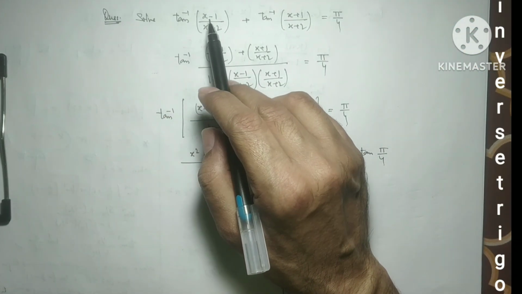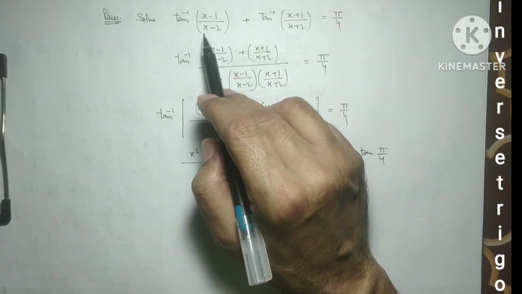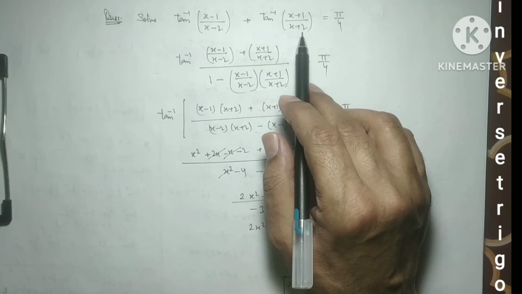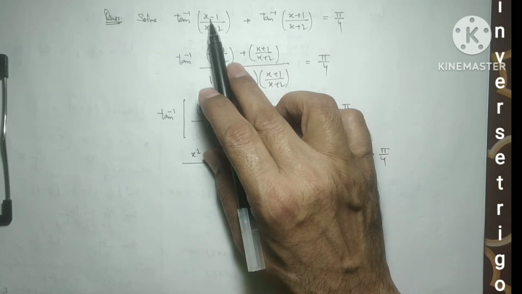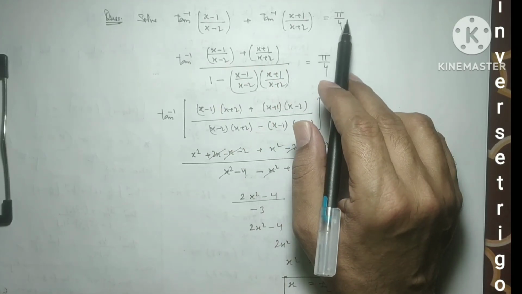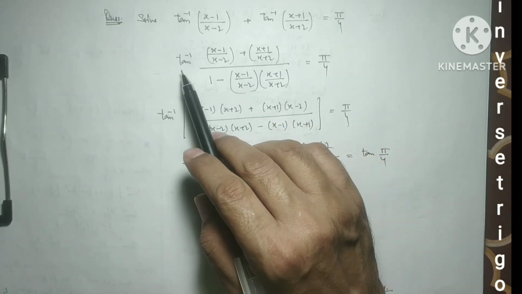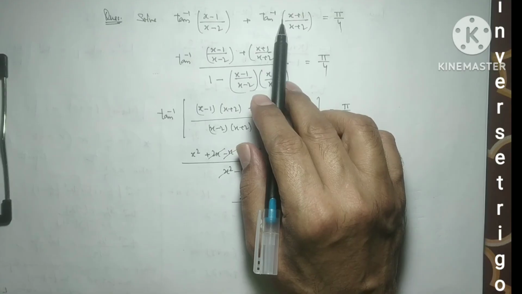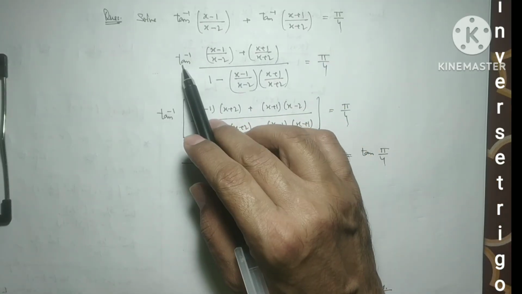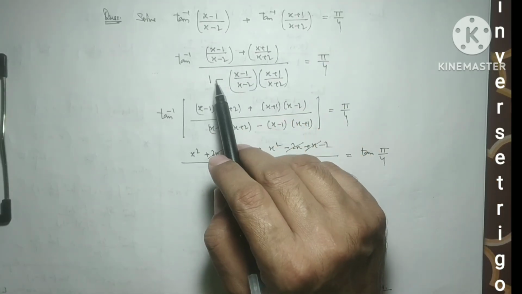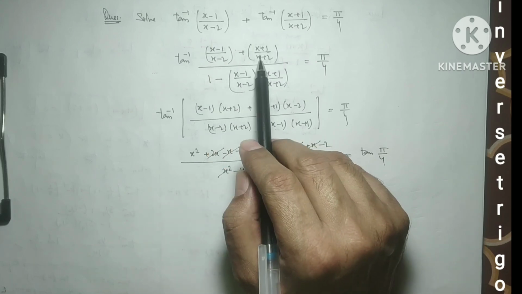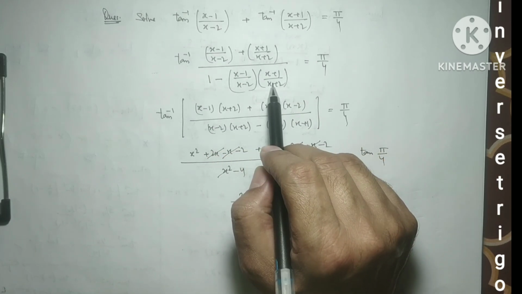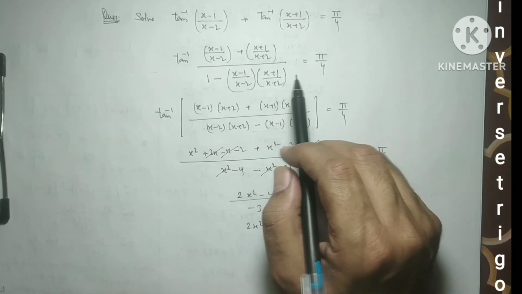Now the next question, tan inverse of x minus 1 over x minus 2 plus tan inverse of x plus 1 over x plus 2, the same thing, but these negatives become positive, equals pi by 4. So we have the summation of two tan inverse, so we will again use the formula tan inverse of x plus y over 1 minus xy. So the sum of these two divided by 1 minus the product of these, we get equals pi by 4.